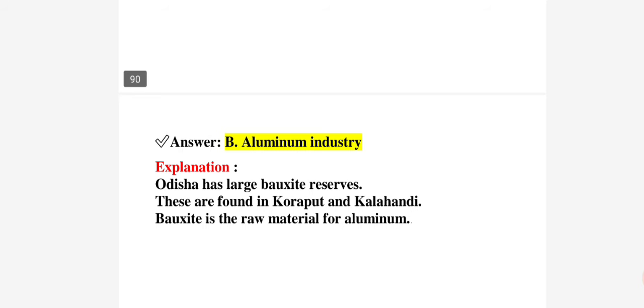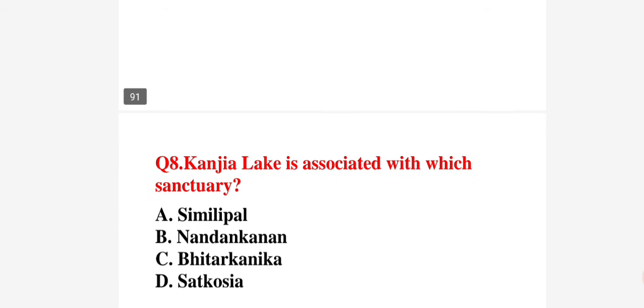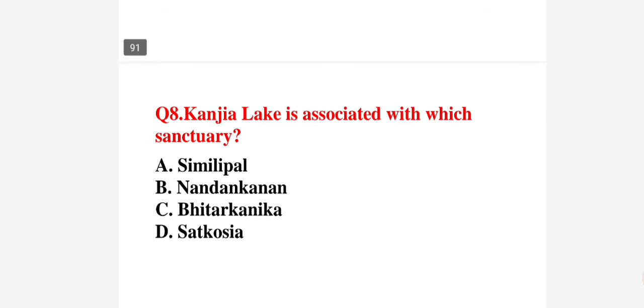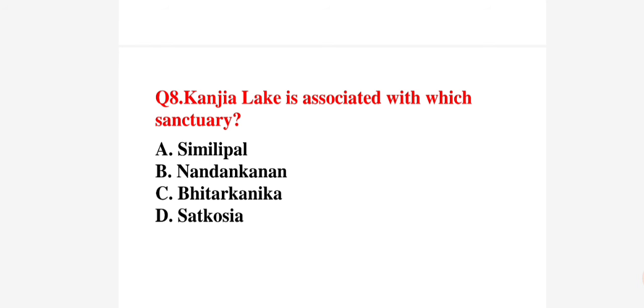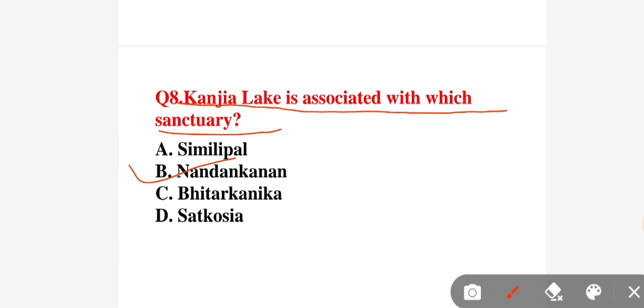So let us move to the next question. That is our question number 8. Very easy question. The Kanjia lake is associated with which sanctuary? Option A, Similipal; option B, Nandankanan; option C, Bhitarkanika; and option D, Satkosia. So what is the right answer here? The right answer, as all of you know, is Nandankanan. So Kanjia lake is associated with Nandankanan.